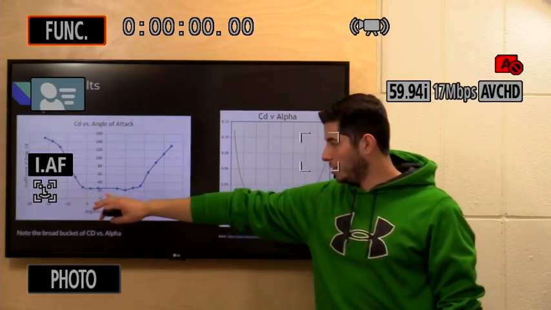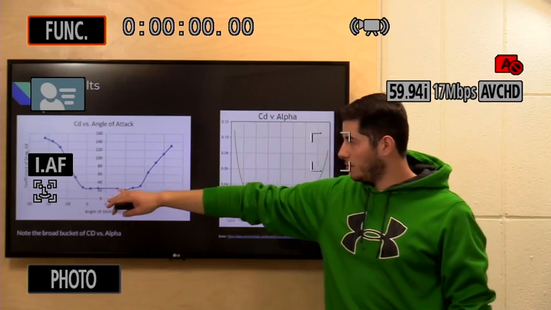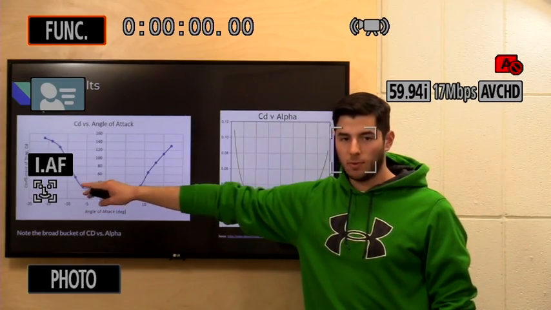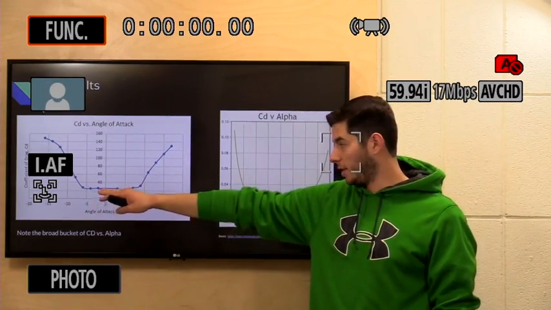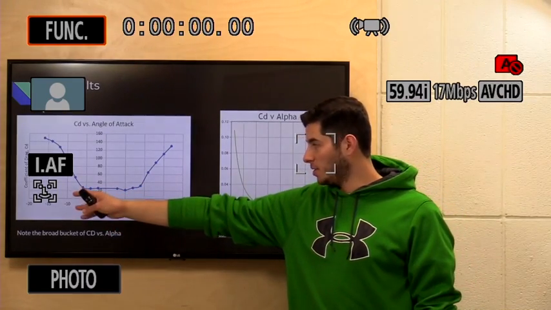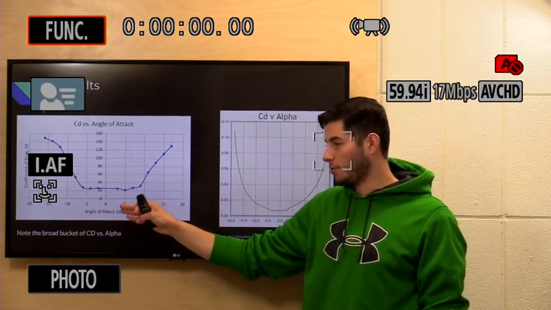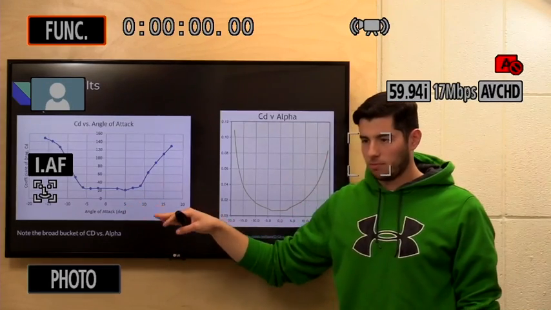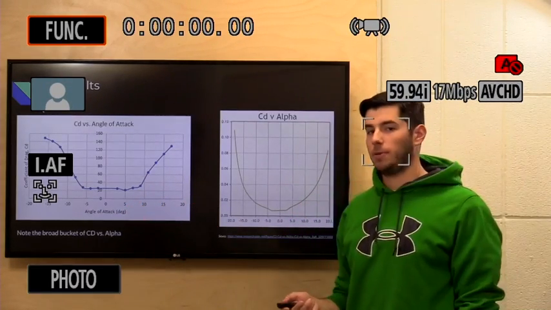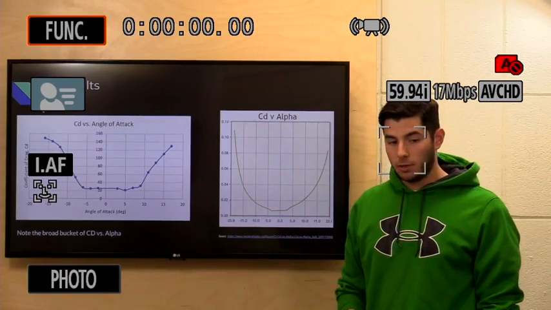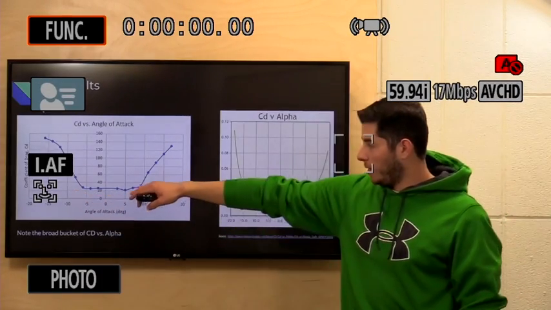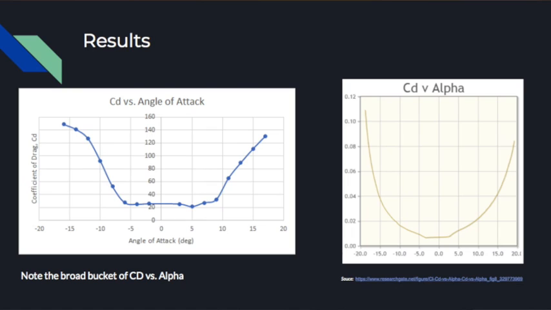Note how large the bucket of the graph is. This is good because we want low coefficient of drag at low angles of attack. This is between about -6 degrees and +6 degrees, which is more or less what the airfoil is going to be experiencing at steady level flight. So it's important that it's very wide at these low angles of attack. The axes are also slightly off in terms of the actual numbers, but we decided to go with a factor of 1,000 just to make the data more presentable.